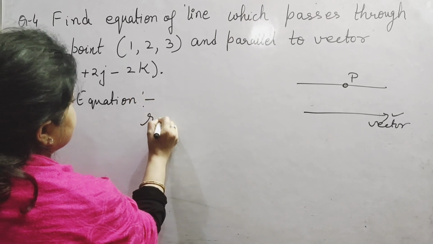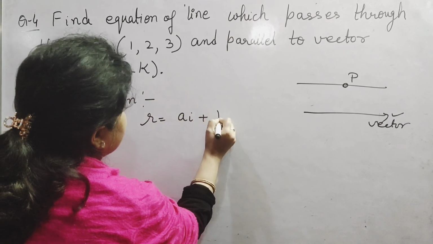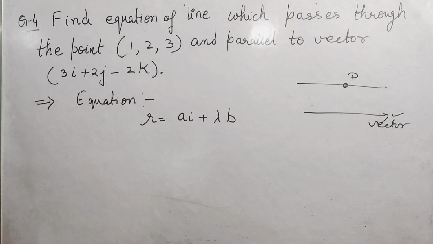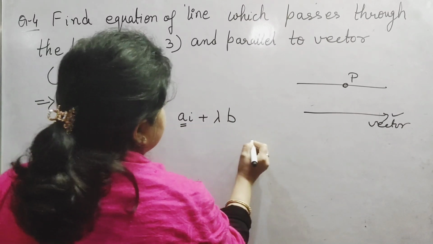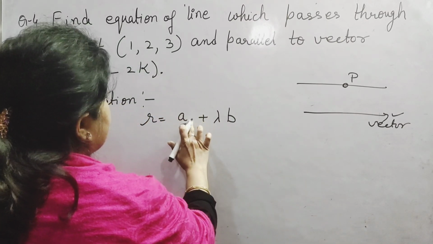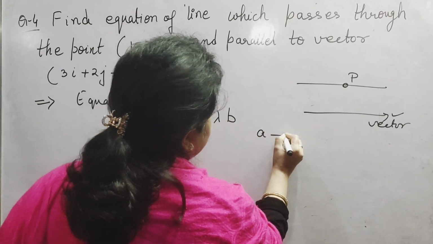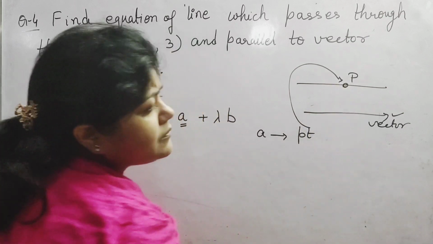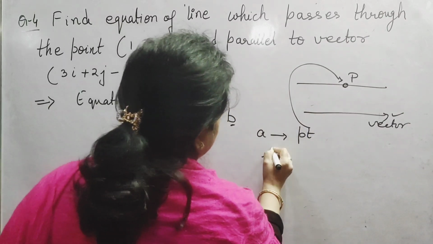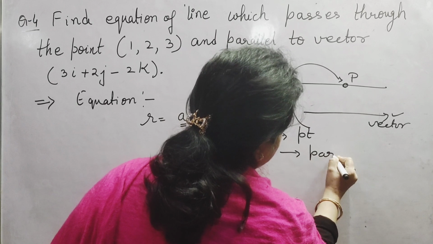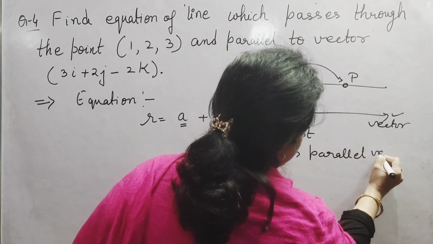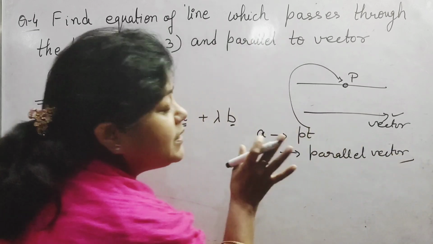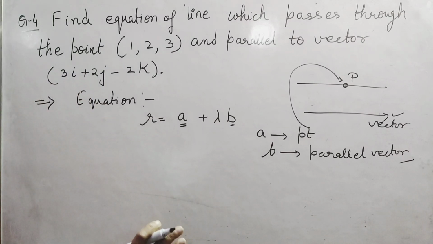is A plus lambda B. Okay. Where, what is A? A represents the point from where the line passes. And what is B? B is a parallel vector. Firstly, remember these 2 points. Otherwise, you will not be able to solve other types of patterns of questions in future.